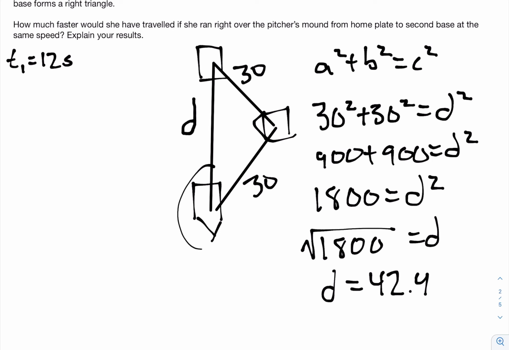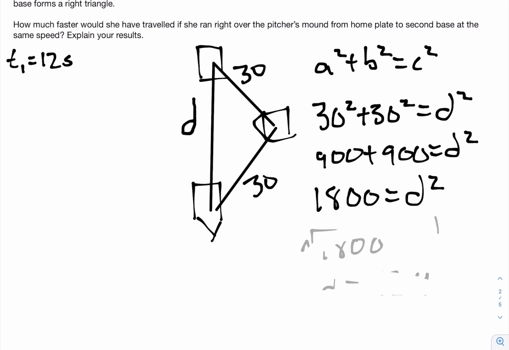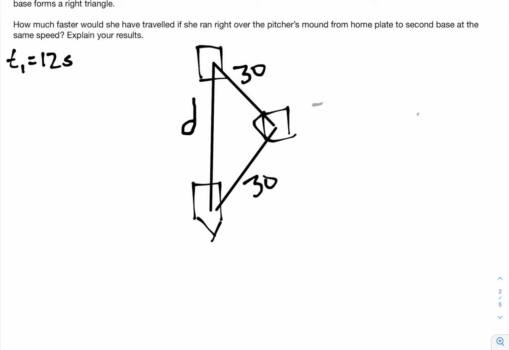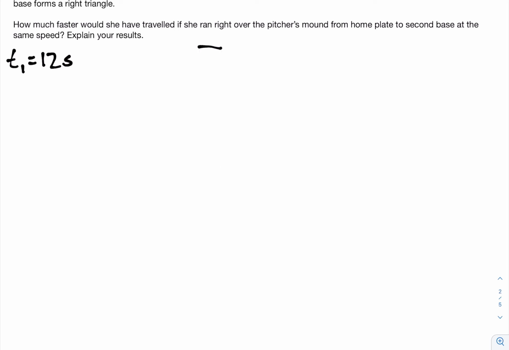So if she ran straight from home to second base, as opposed to the original 60 meters she had to travel, now she only has to travel 42.4. So I'm going to erase this part here. If we remember, 42.4 is our distance, right? So I'll draw this triangle a little nicer now.